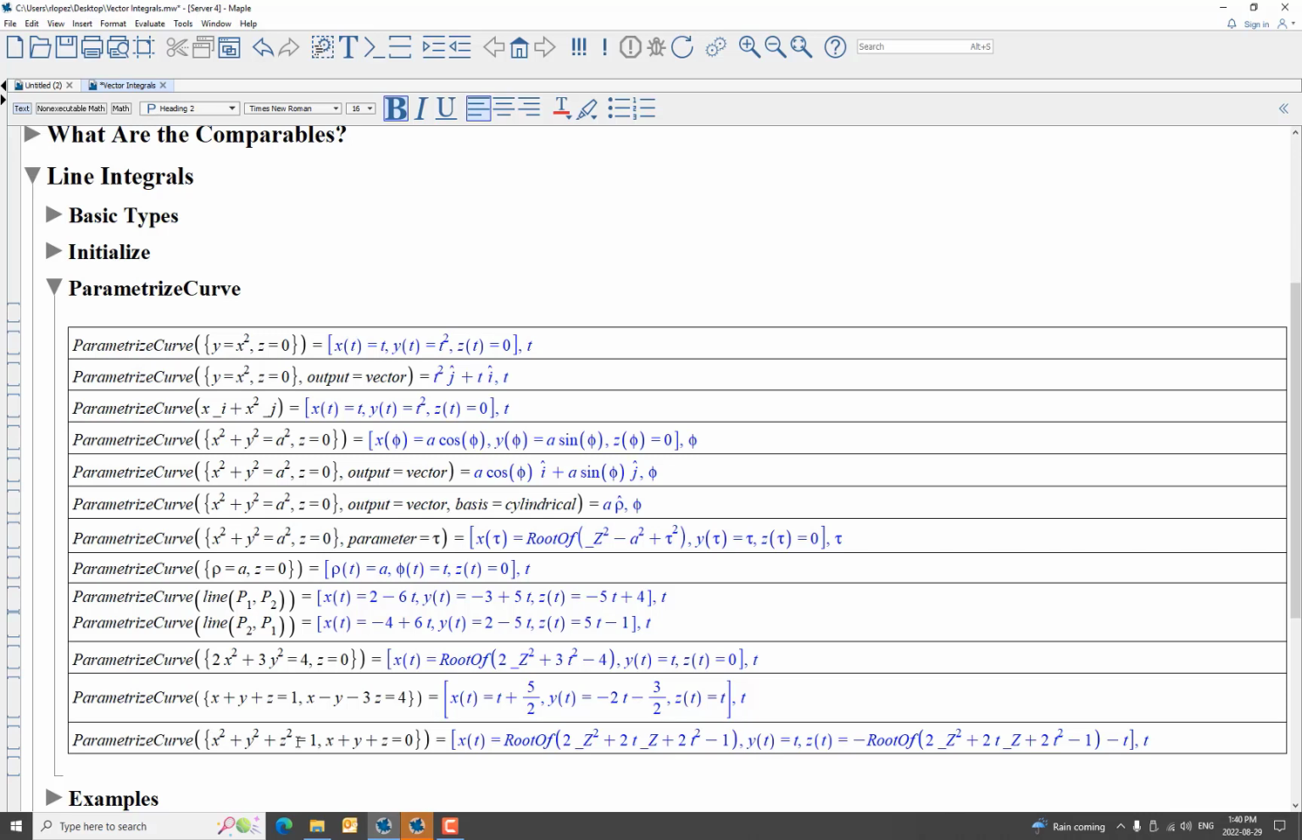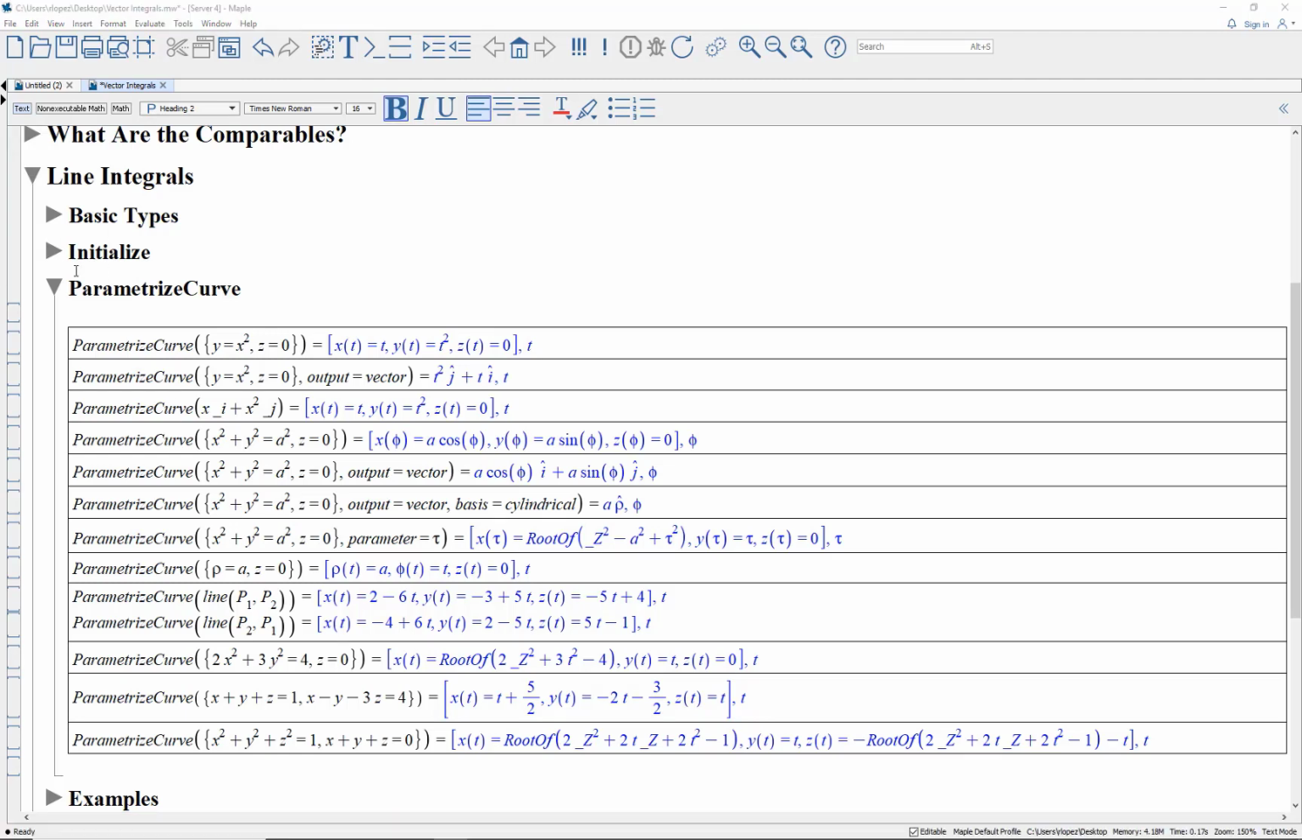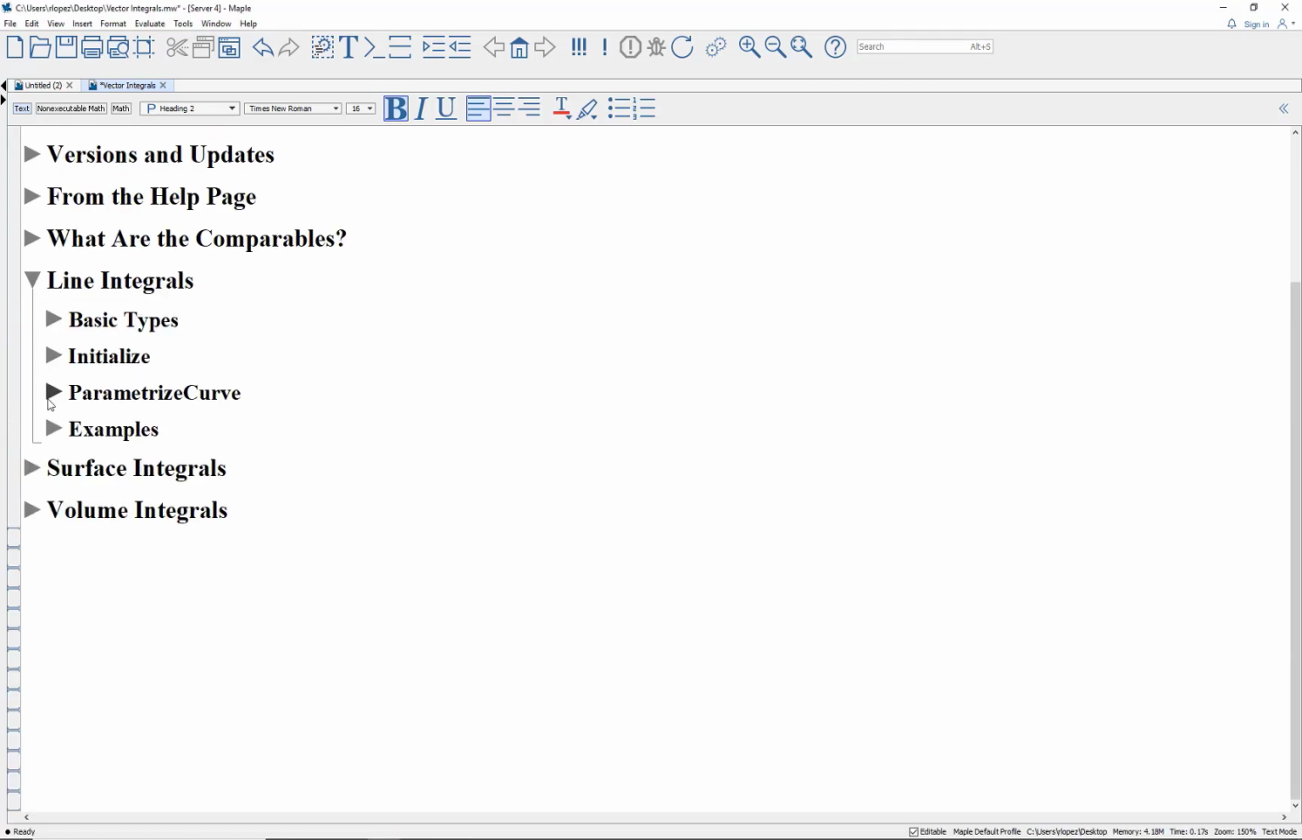Give it a sphere intersected by a plane. That's a circle in space. Well, look over here. The parameter is y, and x and z are solved for. So these are some of the issues that you would have to contend with if you parameterize a curve using this ParametrizedCurve command. Let's do some examples.